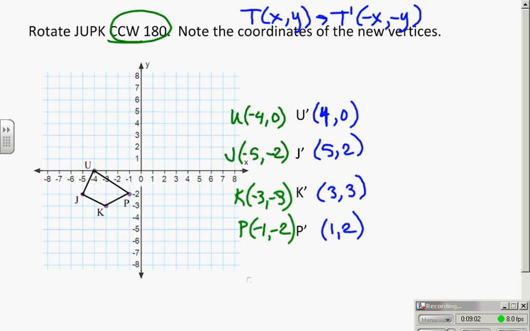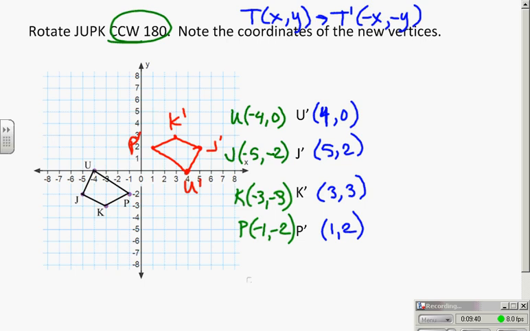Now, if you remember our common sense page, it makes sense that something in quadrant 3 should go to quadrant 1 with 180 degrees. And all of these are positive in order to be in quadrant 1. So let's go. So 4, 0 is right there, U prime. 5, 2 is at J prime right there. 3, 3 is K prime. And 1, 2 is P prime.